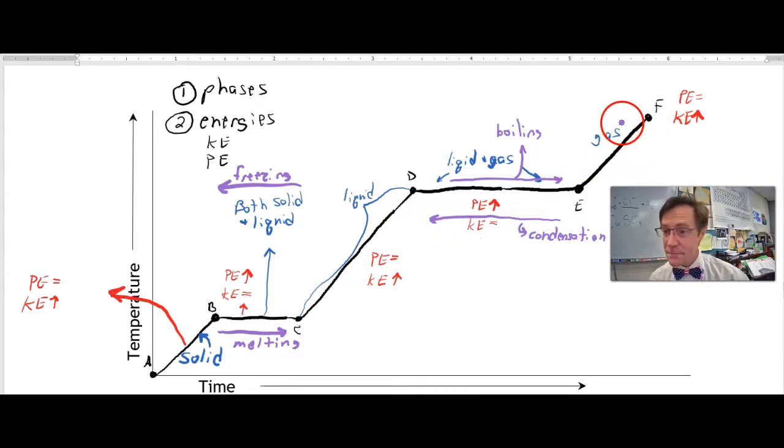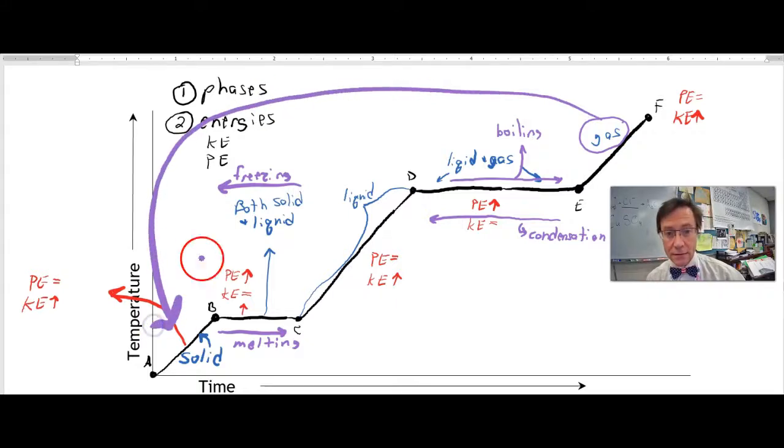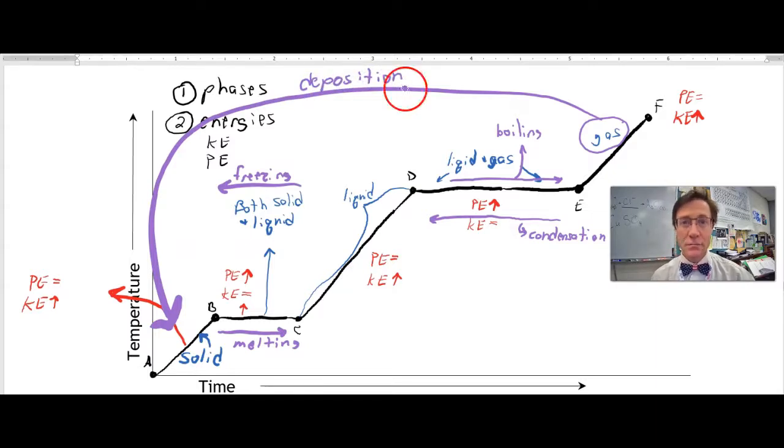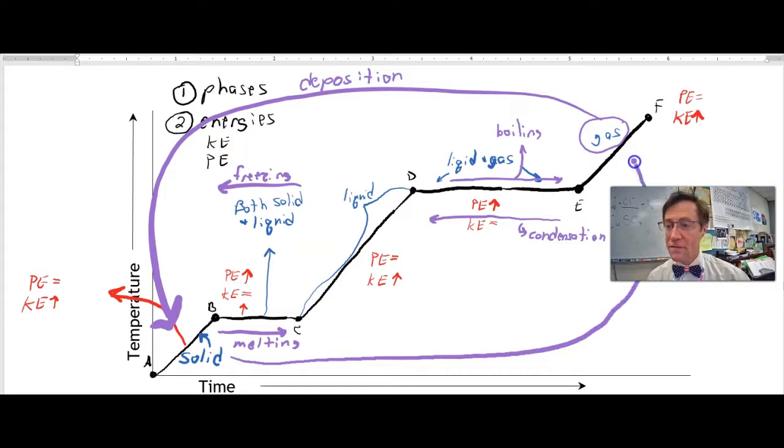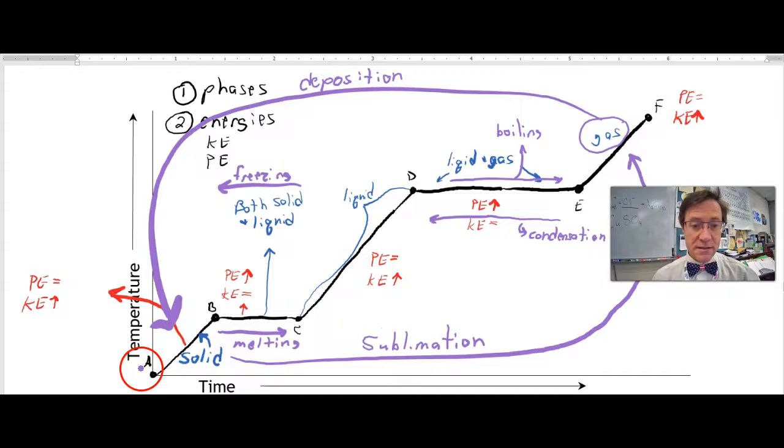When we go from a gas directly down to a solid, remember this is frost, that is deposition, right? From a gas to a solid. And then if it goes from a solid straight to a gas, we call that sublimation. So we've got 3 phases: solid, liquid, gas. We've actually got 6 phase changes.